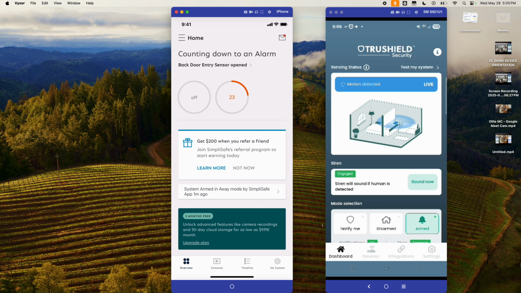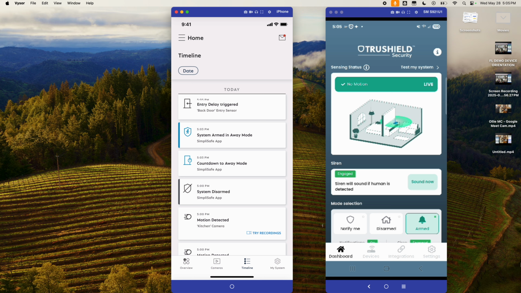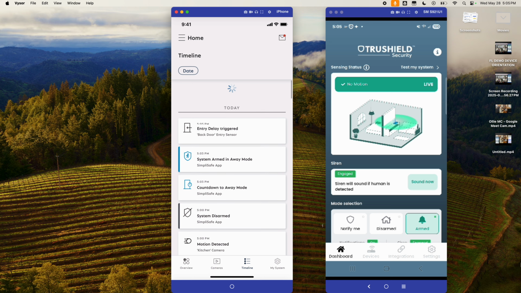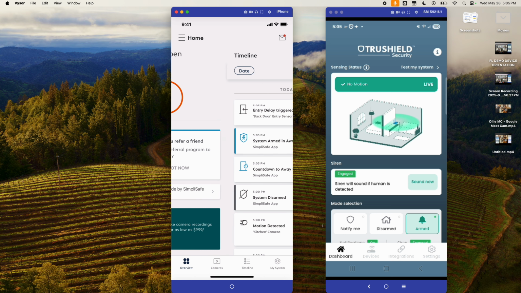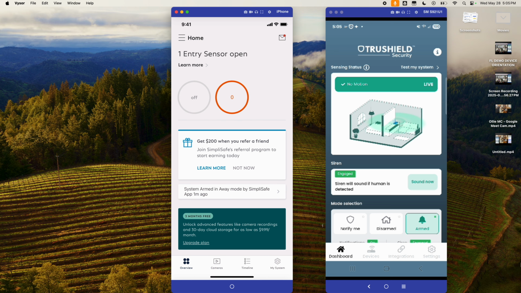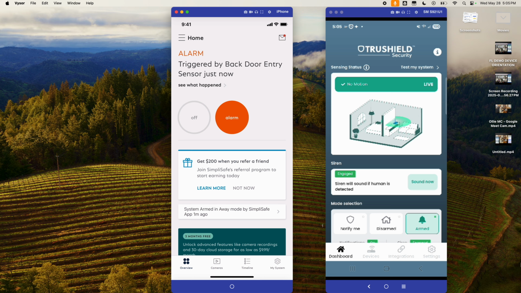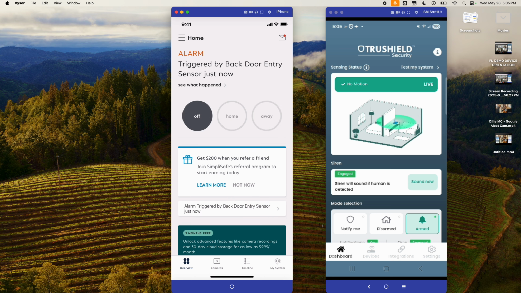All right, so it looks like on the left-hand side, we have a backdoor entry sensor being opened on Simply Safe. I'm gonna go ahead and click on that to bring up our timeline. All right, so we can see right there, entry delay was triggered due to a backdoor entry sensor. But that looks like that's just about all we're seeing right now. I'm gonna go ahead and go back to our dashboard, and our alarm is already going off. I'm gonna go ahead and click off. And I'm gonna click away just to set us up for that next intrusion.